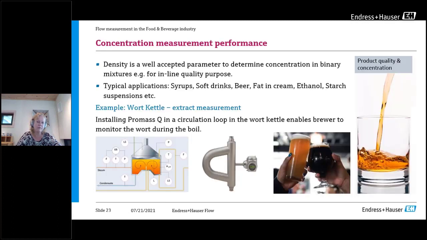And also over a variety of different process conditions of temperatures and different densities and viscosities. Density in itself is often not the final target parameter, but it's a concentration. So the amount of sugar, percent alcohol, percent fat in cream as an example, or percent total solids, where density is used as a primary parameter, and a calculation is applied to calculate the final parameter for quality. Just as an example here, it's an example of Promass Q used in the circulation loop of a wort kettle, which enables better monitoring of the wort during boiling.